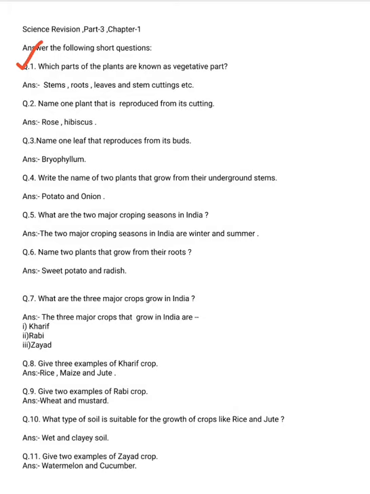The first question. Which parts of the plants are known as vegetative parts? Vegetative parts. So vegetative parts are those parts from where a plant can be reproduced. Those parts from where we can reproduce more plants are called the vegetative parts. The vegetative parts of a plant are stem, roots, leaves and stem cuttings. Stem, roots, leaves and stem cuttings, right?